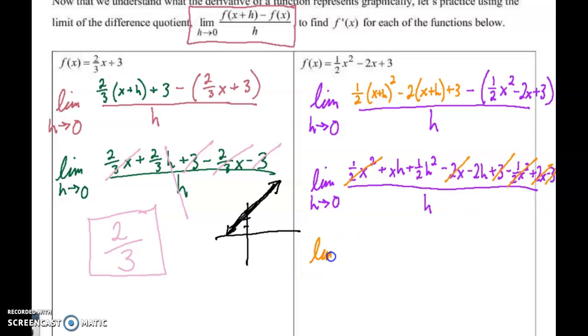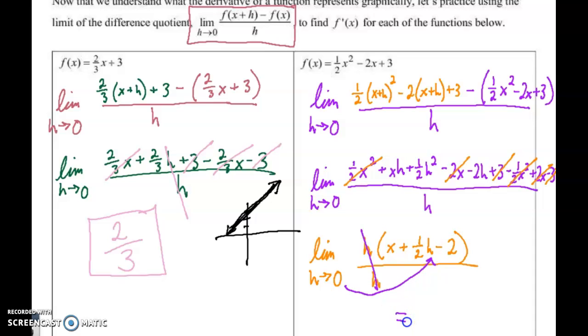So just to change colors. I'm also going to factor out an h in the remaining things on top. x plus 1/2 h minus 2 all over h. Then what you'll notice is these h's will cancel, and you can directly substitute 0 in right here. Well, 0 times anything is 0, so you're left with just an x minus 2.